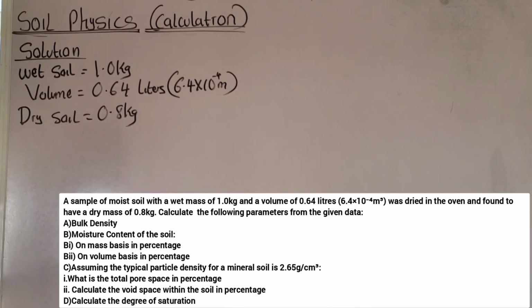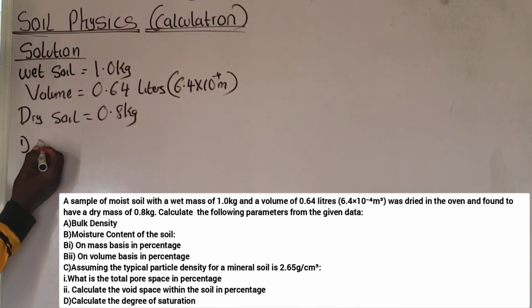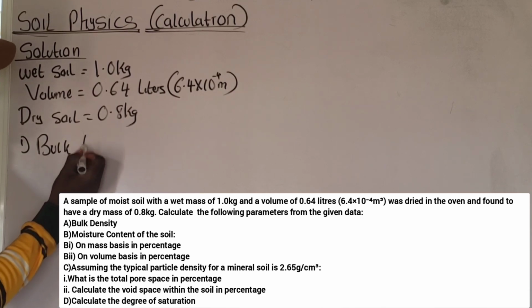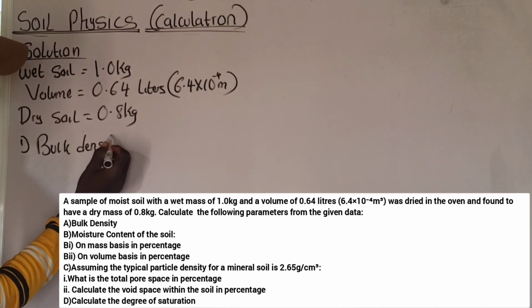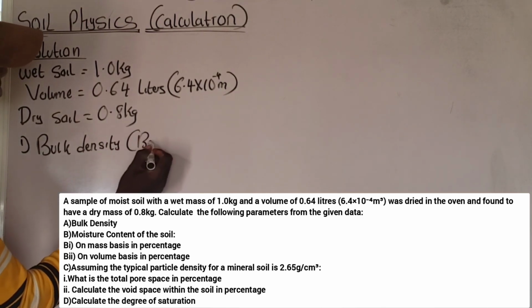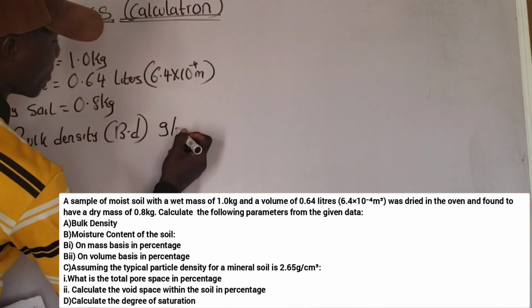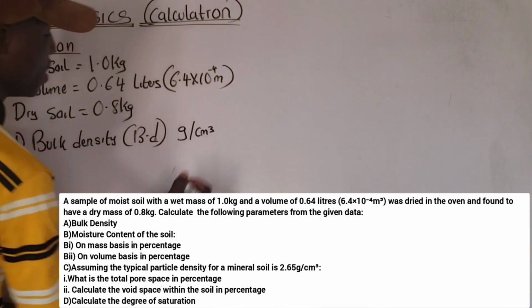Are you paying attention? Okay, now we are asked to calculate the bulk density in gram per centimeter cube. So, the first parameter we are asked to calculate is bulk density. Let me just call it BD. You understand? We are asked to calculate it in gram per centimeter cube. Okay?